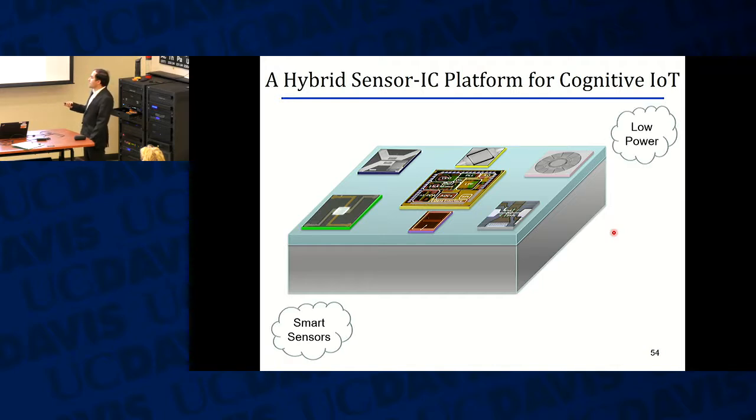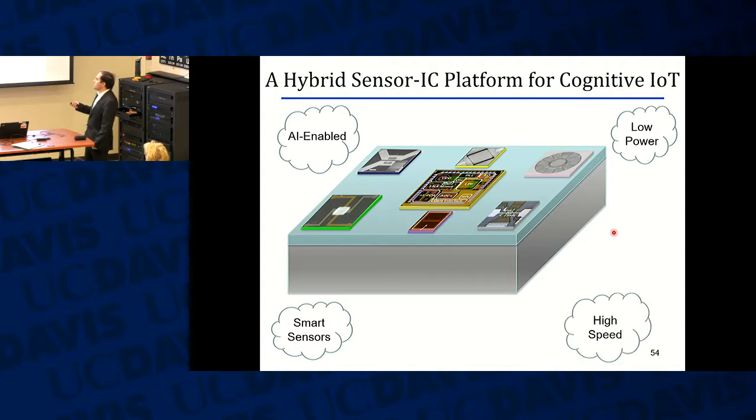It's going to have smart sensors. It's going to be very low power because a lot of the interfaces are gone. It's going to be AI enabled. You can have neural processors designed here. This is a big chip. It could be everything. You will have silicon photonics. You'll have biosensors. You'll have MEMS. You have everything on it. And I believe this is going to be something that's going to revolutionize the IoT in the next few years.